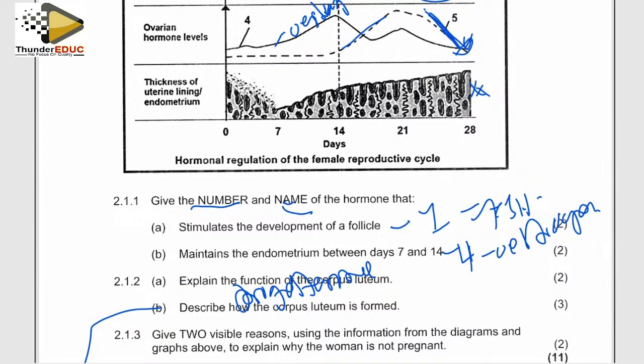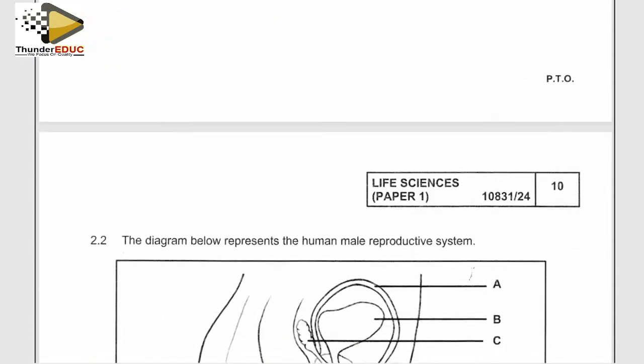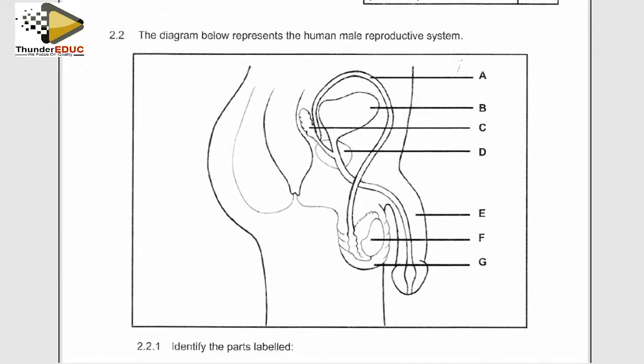Menstruation. If this part of menstruation was here, then you would have also talked about it. But you can't talk about it because it is before day 14. Then we go to the next question, which is 2.2.